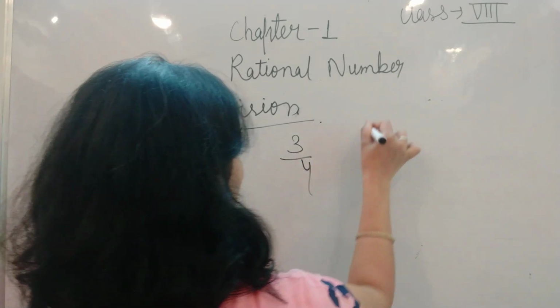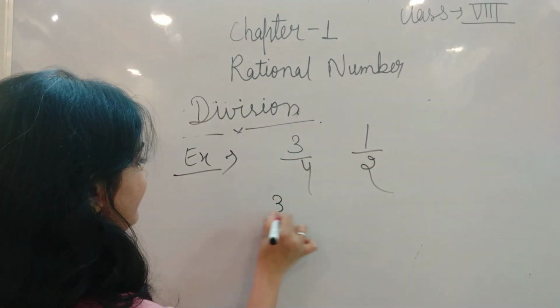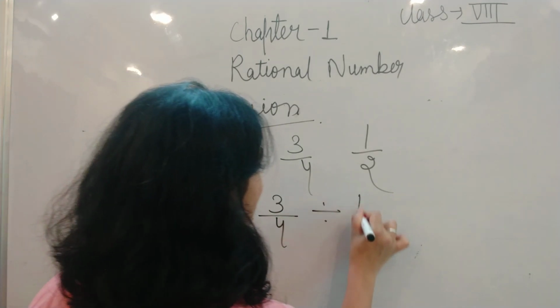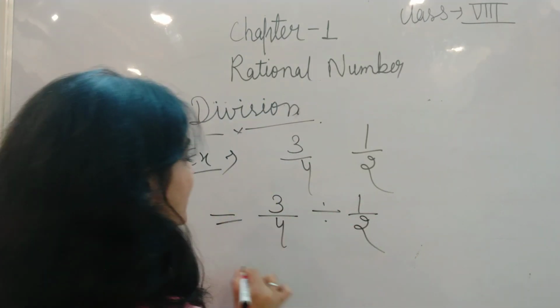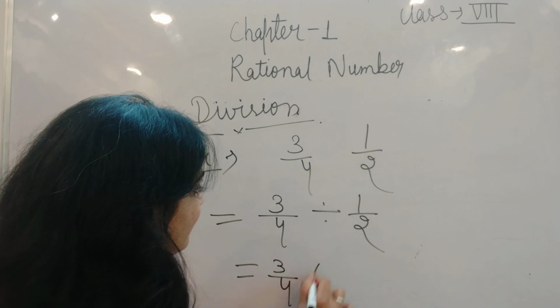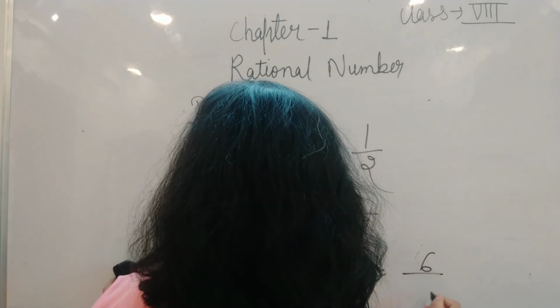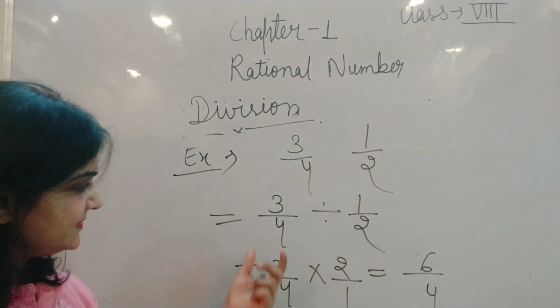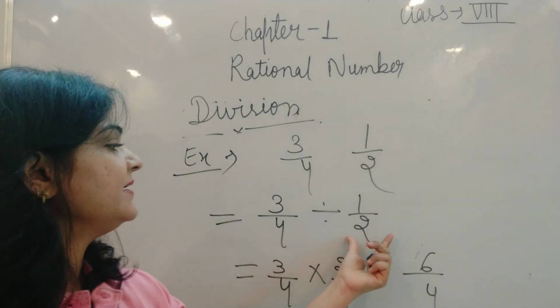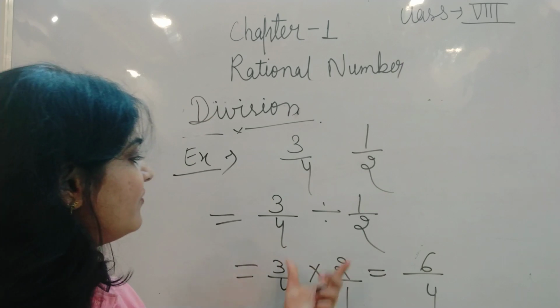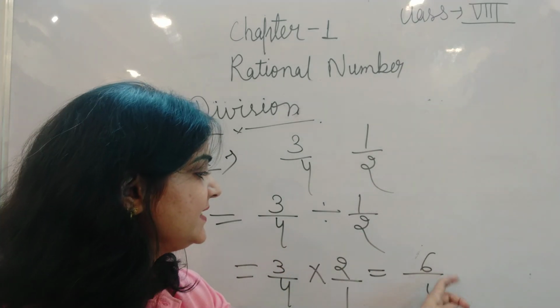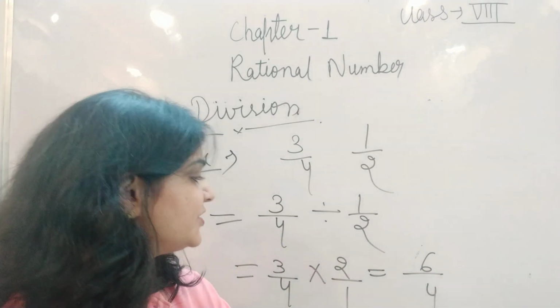3 by 4, 1 by 2. If we divide 3 by 4 by 1 by 2, what will come? 3 by 4 times 2 by 1, 6 by 4. This is a rational number, this is a rational number, and the division of these rational numbers is 6 by 4. This is a rational number.